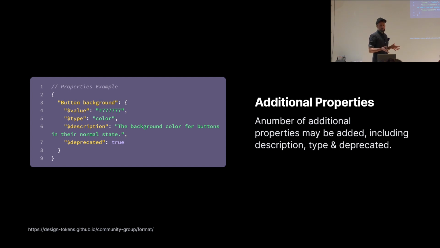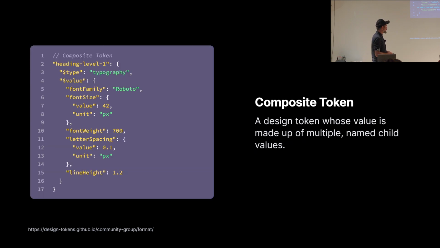All right, what else? Okay, so tokens can have additional properties. So they can also have a type property, like color or typography. They can have a description, which is really great for documentation. There's a deprecated property, and there will be more. I think it's not final yet because the specs are still in the making.